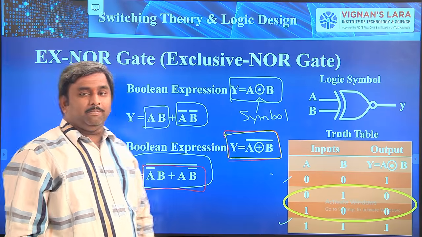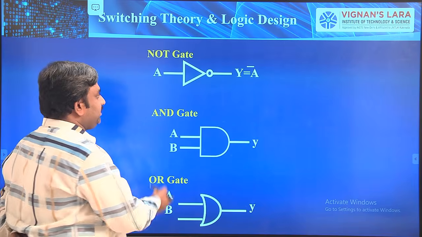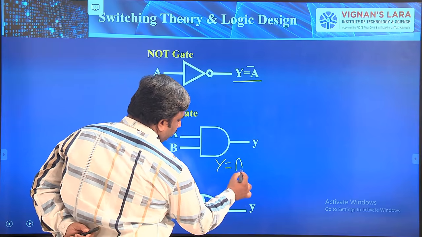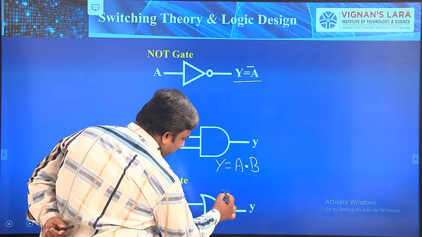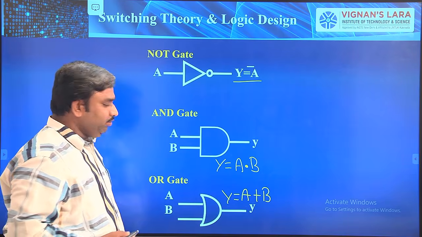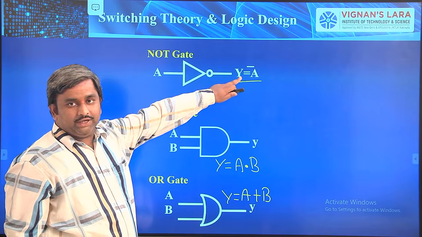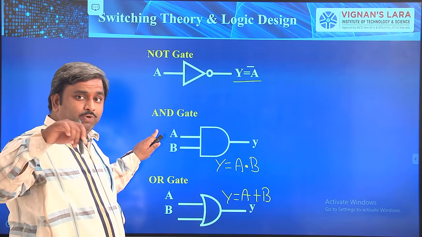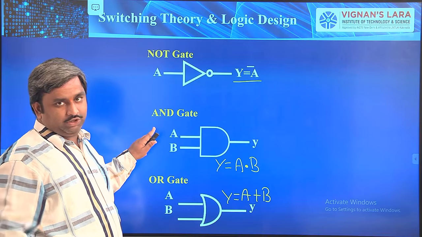Now take the complete review of these gates. First, basic gates. Remember this and note down correctly. For the NOT gate, Y is equal to A bar. For the AND gate, Y is equal to A dot B. So these three are called basic gates. Whenever both inputs are on, then only the output is on. Otherwise, in all the remaining conditions, the output is equal to 0.